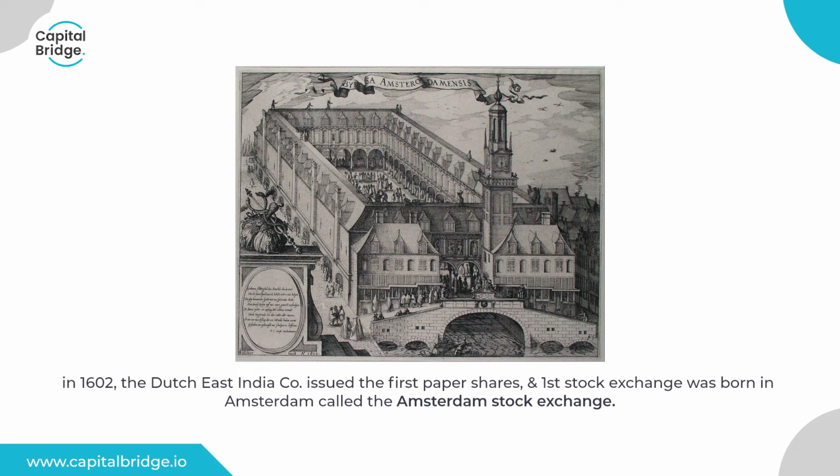Originated by the Dutch, joint stock companies became a viable business model and were extremely successful, and those who invested in this business got huge profits. Like this, in 1602, the Dutch East India Company issued the first paper share and the first stock exchange was born in Amsterdam, called the Amsterdam Stock Exchange, which became the medium for people to buy, sell and trade their shares conveniently.